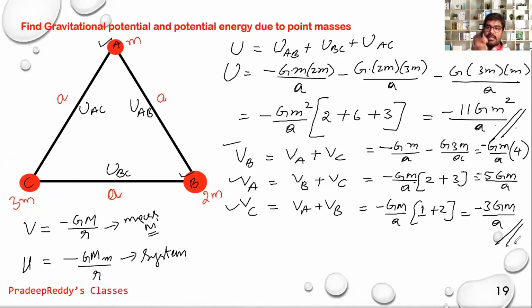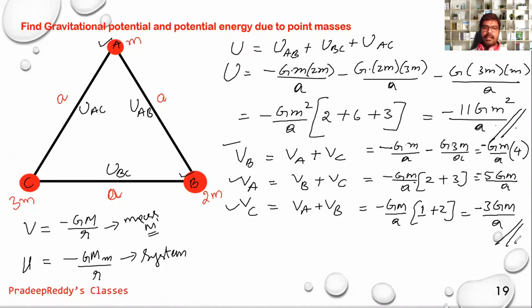See, look at the difference between potential and potential energy. Potential energy for the whole system is constant. That will be minus 11 G M square by A. It's not concerned with one point, it is concerned with masses. But potential, it is at different positions, so the potential of those masses would undergo change.